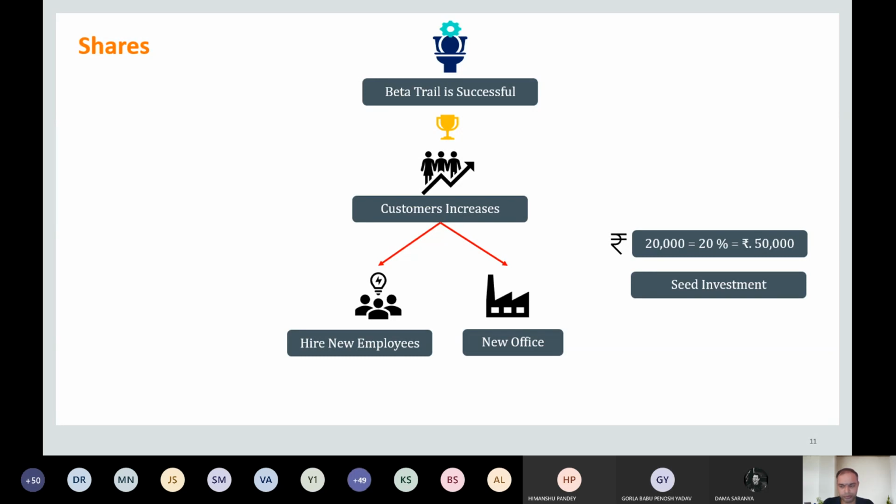Okay, the seed investment money was only 50,000 rupees, because for 20% of the share you sold it for 50,000 rupees. So now what happens? This 50,000, after 1 year, is not big money, because you need to pay to hire new employees, or you want to expand your business. The seed investment is not enough for you.